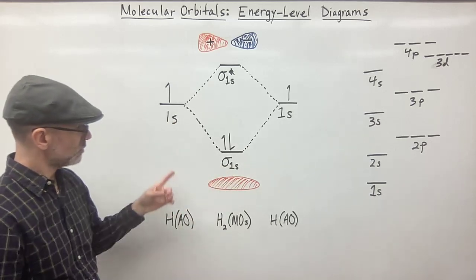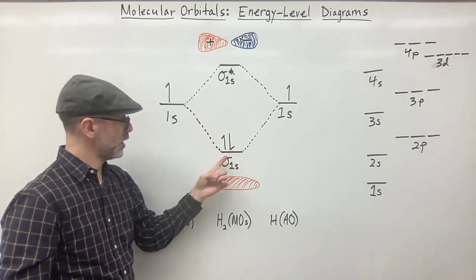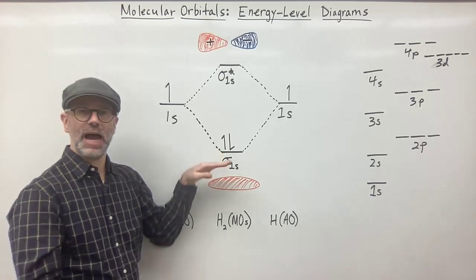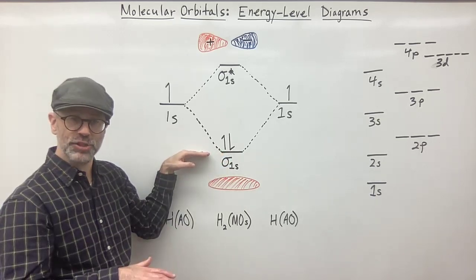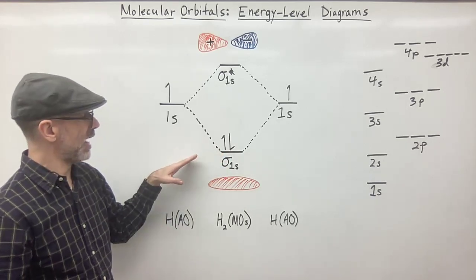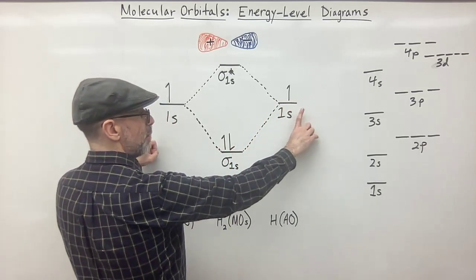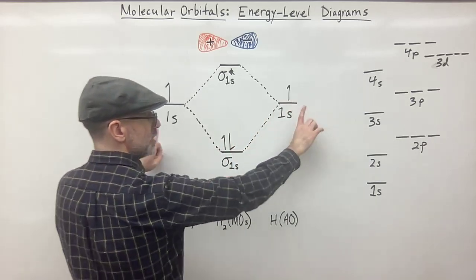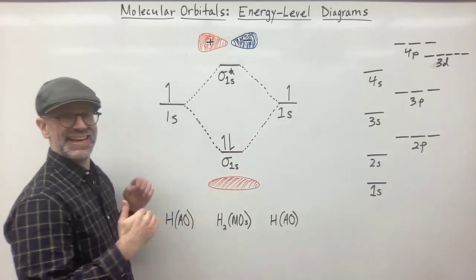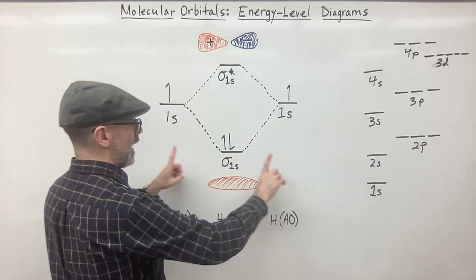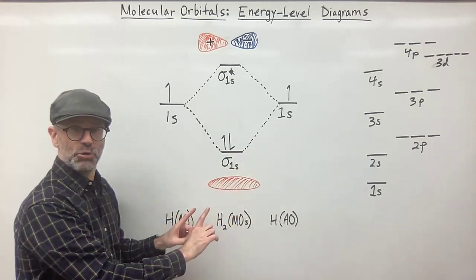So you'll notice here that the two electrons are now at a lower energy level. This means that having the electrons separated into two different separate atoms is less favorable than having the atoms combined into a molecule.